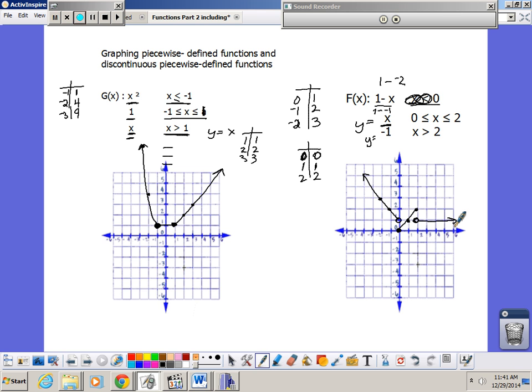So you're just taking each of the graphs and graphing them only for the portion or the interval that they've given you to do. This is a continuous piecewise, and this is a discontinuous piecewise. But you're just graphing the portion they're telling you through the interval that they're telling you.